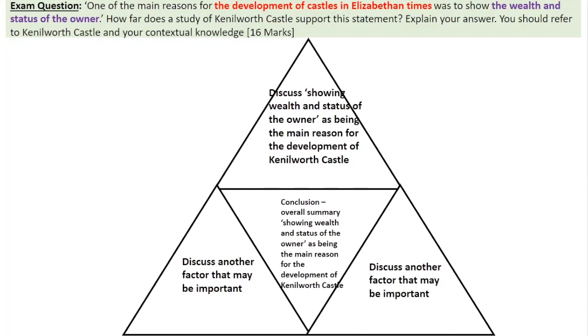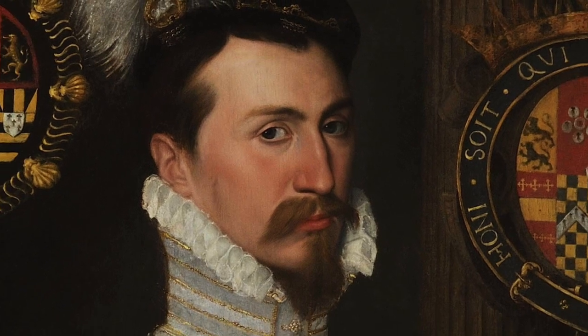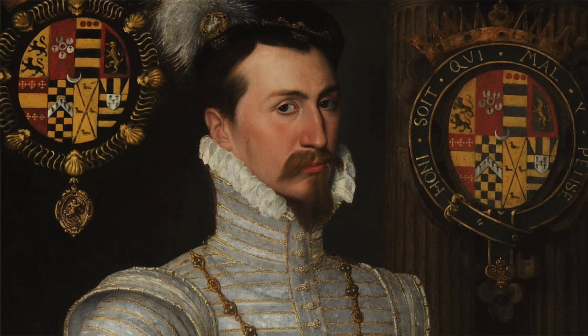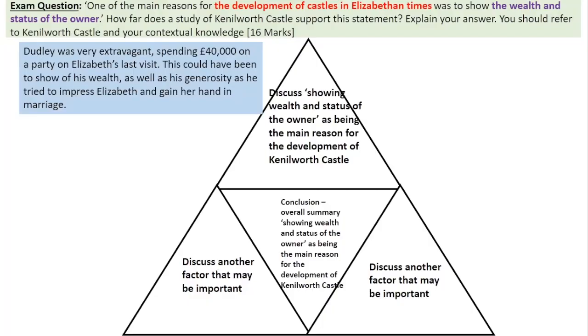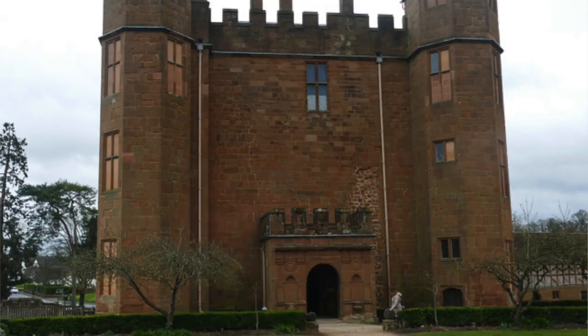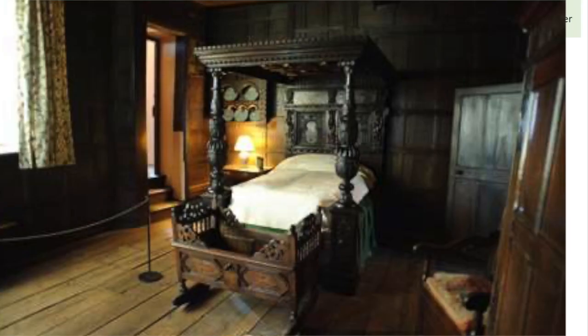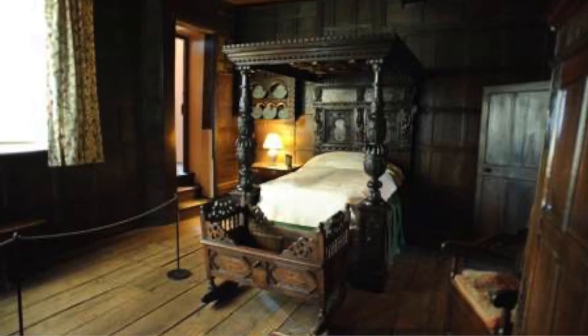Now, what can we discuss to support the statement in the question? Well, Dudley was very extravagant, and we know that he spent £40,000 on a party on Elizabeth's last visit. This could be seen as a sign of showing off his wealth, but it could also be his generosity as he tried to impress Elizabeth to gain her hand in marriage, something which, of course, we know he failed to do. One of the expensive features was the gatehouse, built in 1570. This was to impress visitors when they first enter the gates.